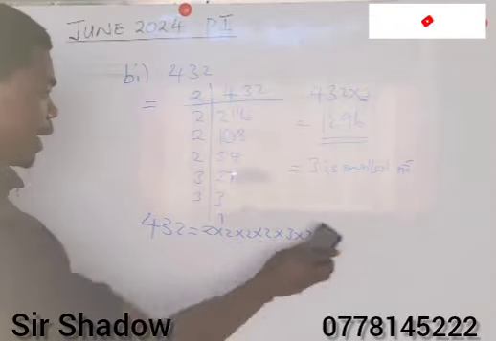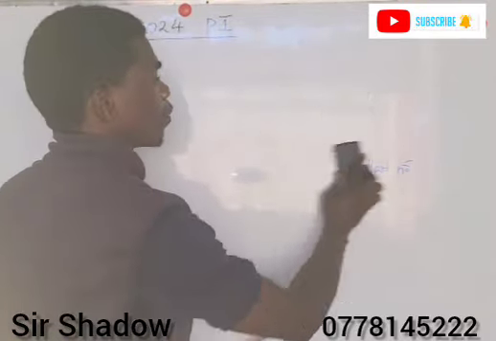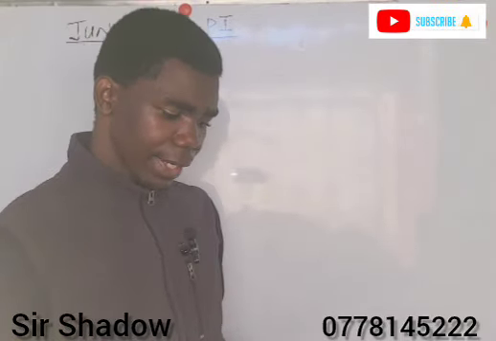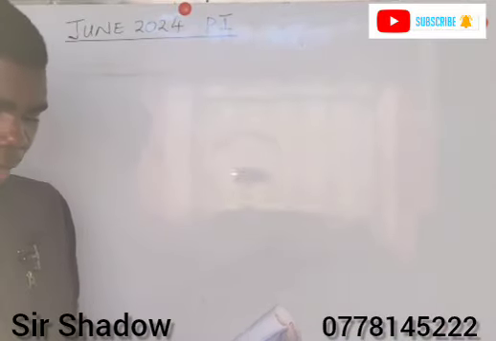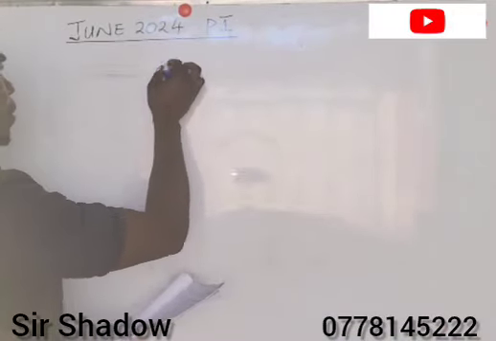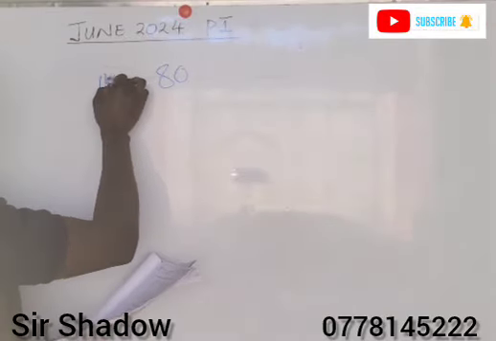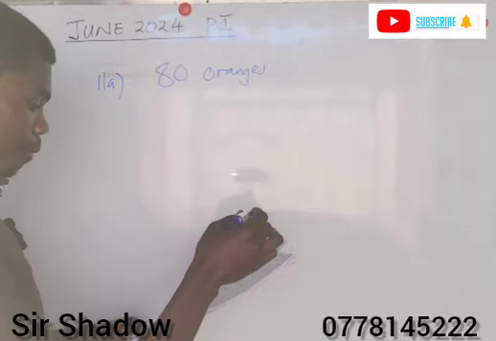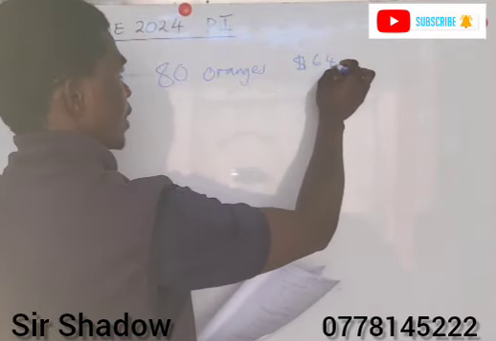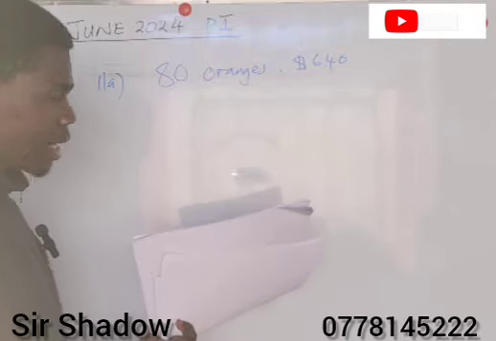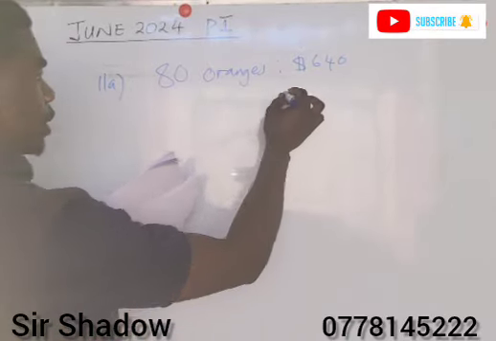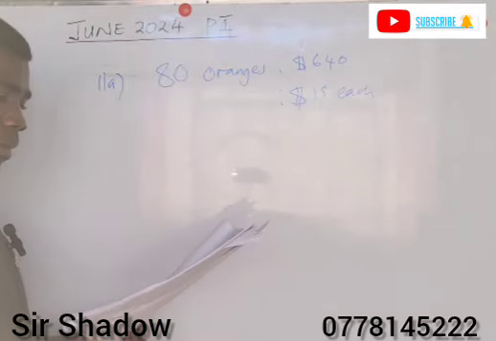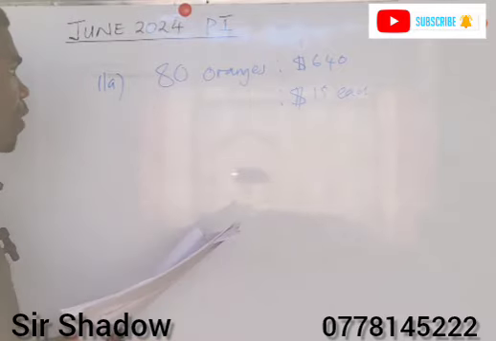Let's move on to question 11a. A green grocer bought 80 oranges for $640, and sold them at $15 each. Find the percentage profit. You want to find the percentage profit.